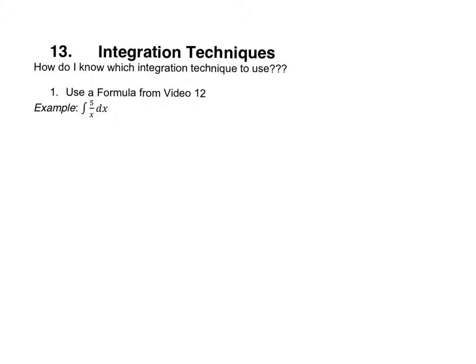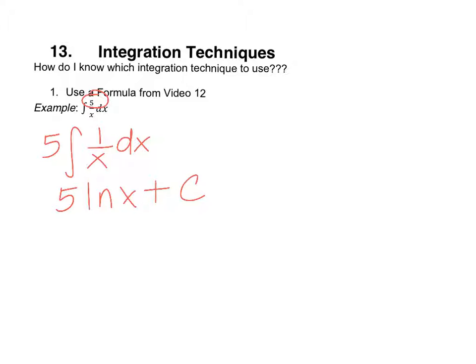So the first thing you want to look for is to use a formula. Things like we did in video 12, okay? So your formulas that you know inside, outside, forwards, and backwards. For example, if I have the integral of 5 over x dx, first of all, that's a constant, so I'm going to pull my 5 outside, and I'm at the integral of 1 over x dx. And I know the integral of 1 over x by my formula is just the ln of x, and I have 5 times that. And since I don't have limits of integration, I have to add my plus c. So I'm just using the formula that I know for natural log.